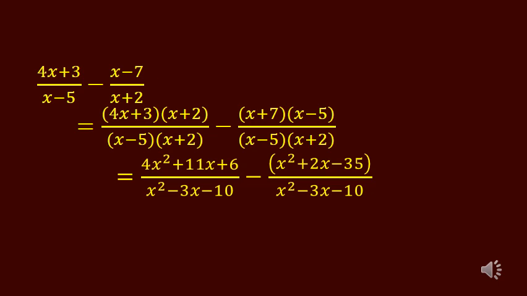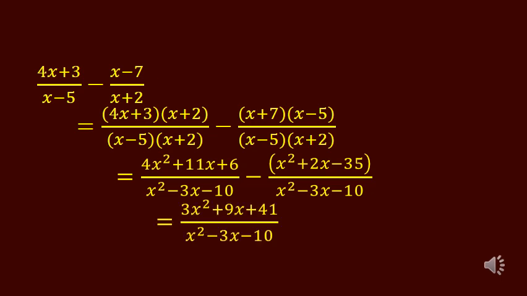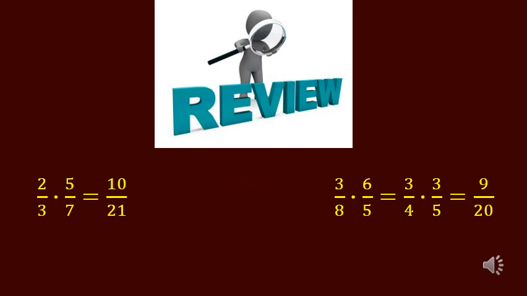So when I get to combining like terms, I'm going to take 4x squared minus x squared, 11x minus 2x, and 6 minus negative 35. And that does give me my final answer of 3x squared plus 9x plus 41 all over x squared minus 3x minus 10.